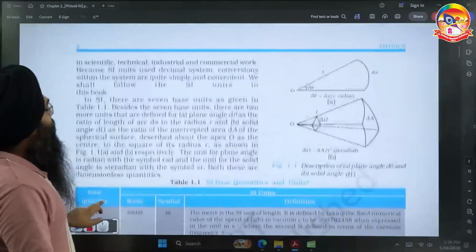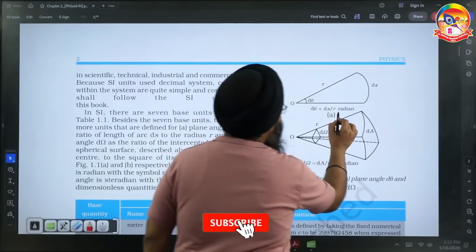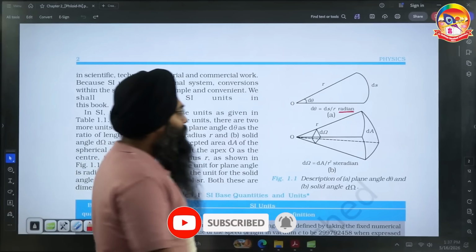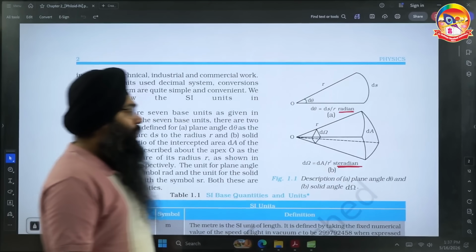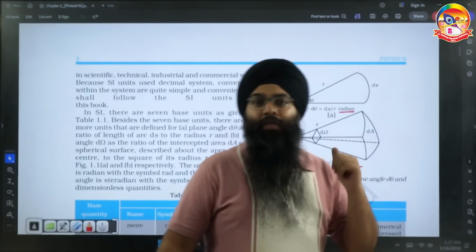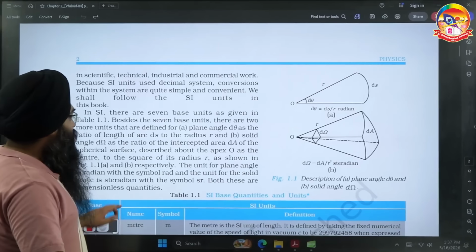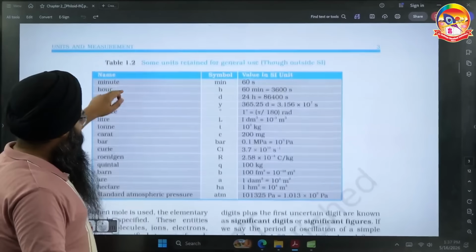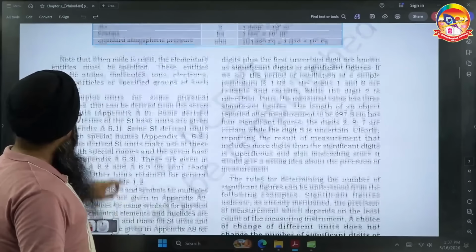One more thing: there are 2 supplementary quantities also. The supplementary quantities are plane angle, whose SI unit is radian, and solid angle, whose unit is steradian. So 2 more quantities are there: plane angle with the unit radian, and solid angle with the unit steradian. These quantities you must know. Let's move forward. After this, how to convert one system to another system is not required.